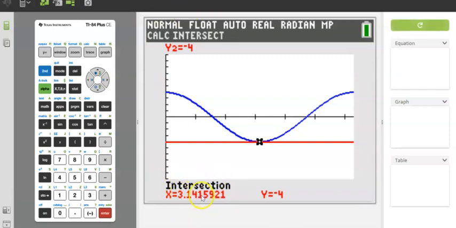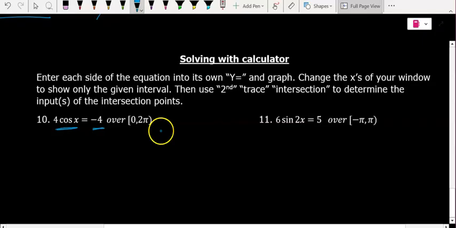So this is 3.1415921. Huh. That sounds vaguely familiar. Oh, right. That's pi. So that's exactly what I've got right here. So that's how you can find your solution using the calculator.